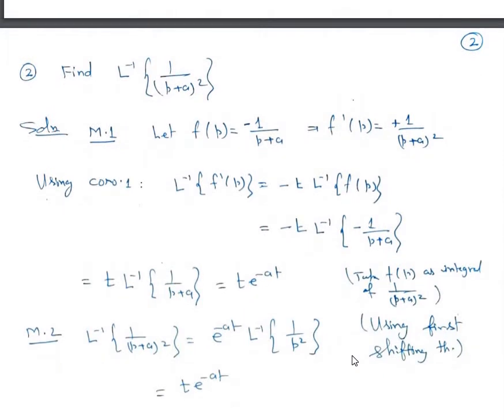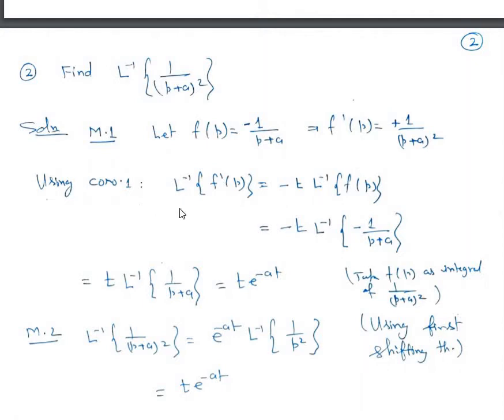Next example, find L inverse of 1/(p+a)^2. Suppose that F(p) is -1/(p+a), then what is F'(p)? F'(p) is 1/(p+a)^2. You can note that F(p) is found by taking the integral of this. If you find the integral of this, then we take that as F(p), because when you differentiate F(p), you will get this as F'(p).